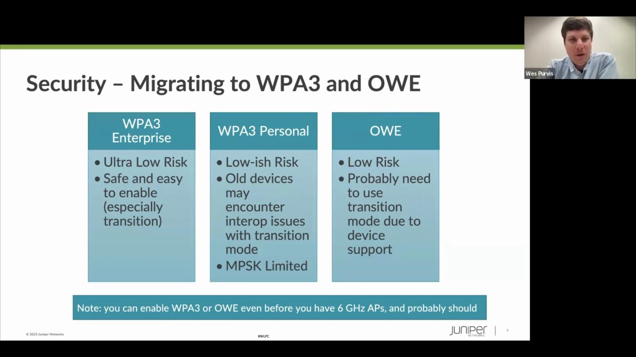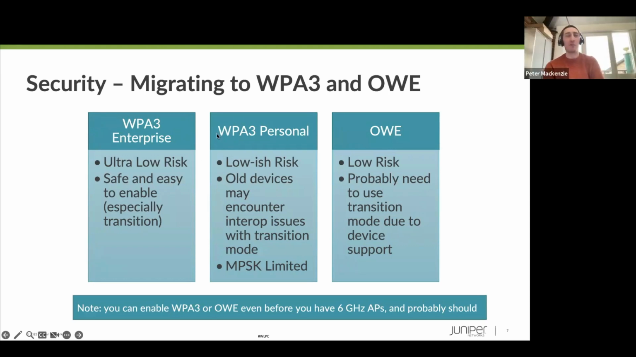So for 802.1x, WPA3 Enterprise is safe to enable. We've enabled it at many customers now. There's very low risk of interoperability issues, especially if you use WPA3 Enterprise Transition Mode. And the reason for WPA3 Enterprise Transition Mode, I'll have a next slide on it, is WPA2 versus WPA3 Enterprise are very similar under the covers. So there's low risk to enable, and enabling transition mode is also low risk on enterprise.